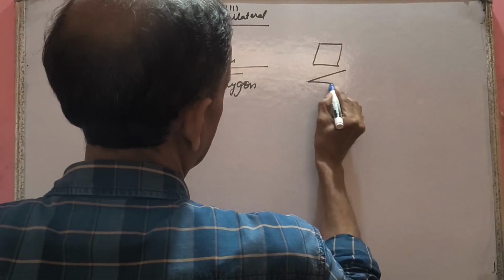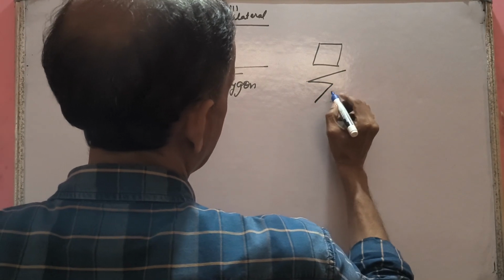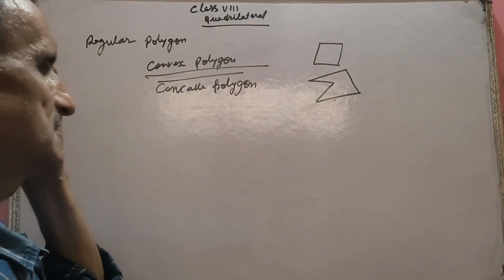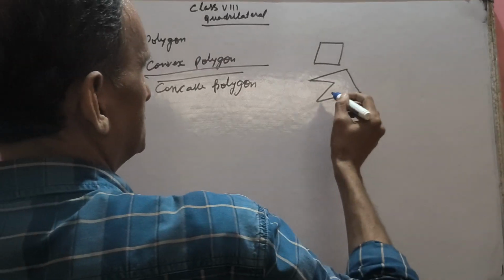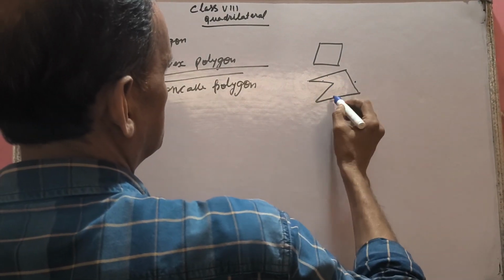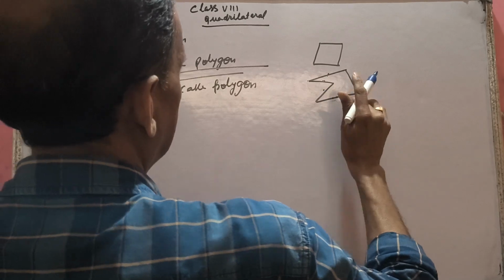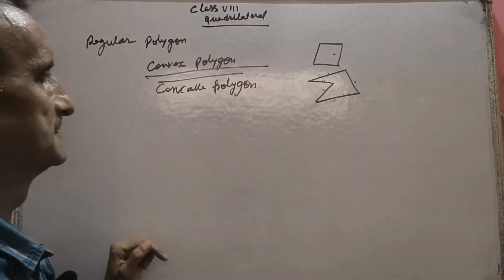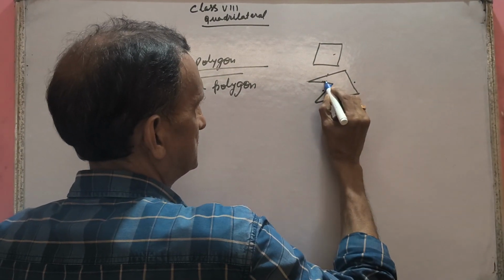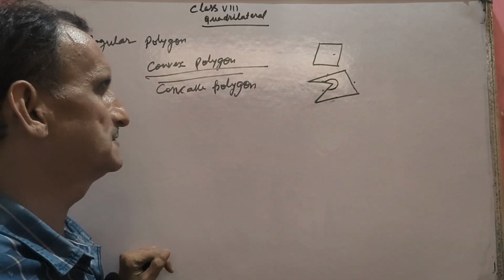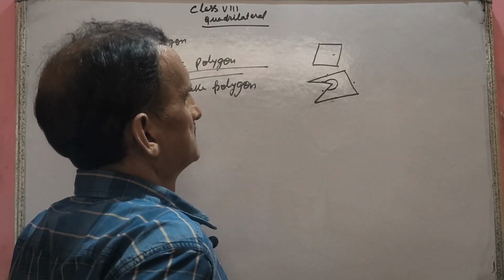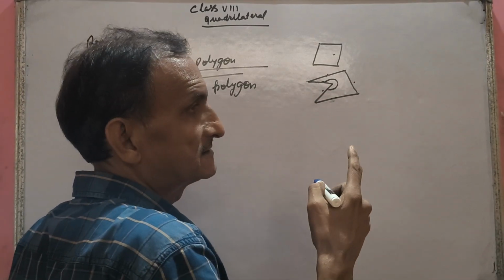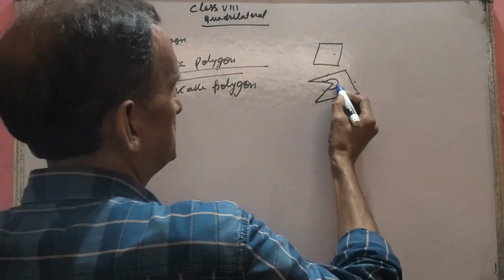Let me draw the figure. See, this is also a quadrilateral. Both are quadrilaterals. 1, 2, 3, 4. 1, 2, 3, 4. This is a pentagon. This is also a polygon. But see this angle. Can you see this angle? You know what angle this is called? It is more than 180 degrees.